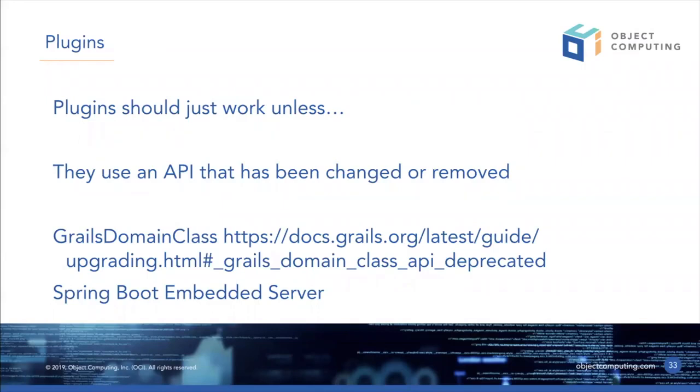Plugins, and this applies also to the regular application. If you are touching the Spring internals, you will need to check the Spring migration guide because chances are something has changed. Especially the Spring Boot embedded server has a lot of changes in the API, and the Grails domain class has been deprecated. I believe you can do the same with the GORM persistence API. So that was the reason for the deprecation. So if you were using internal classes of Grails, you may have some additional work.